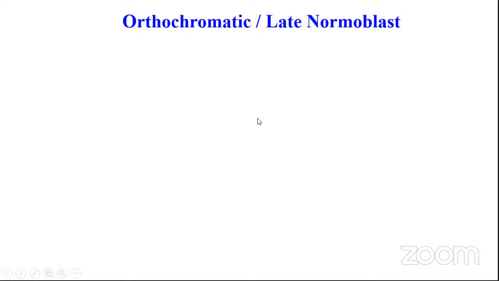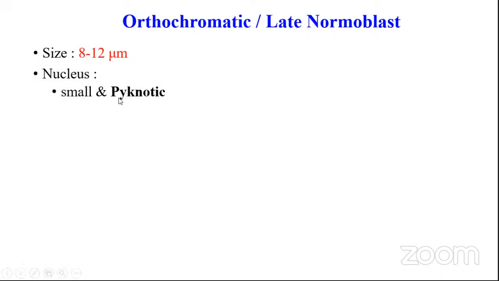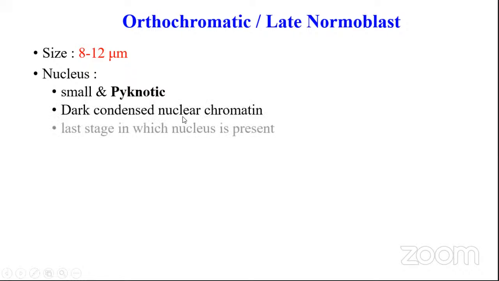Next, coming to the late normoblast. The size again goes on decreasing, 8 to 12 micrometers. The nucleus here is small and pycnotic, meaning it is getting ready to disappear: dark, condensed nuclear chromatin in the last stage of the nucleus. So this is the cell in the last stage. Still the nucleus is present but becoming pycnotic.